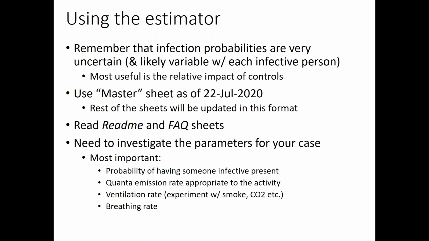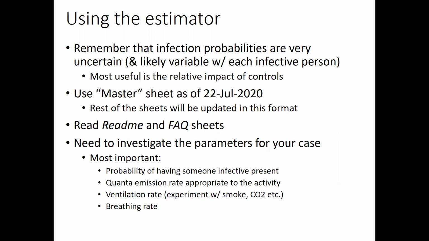And if you work in a commercial building or in a university, basically the building proctors, the people in charge of the building, should know that number and should be able to provide it. And also the breathing rate is important, which depends on activity. If someone is resting, they're breathing less air and they are producing fewer particles. And if someone is exercising, or singing loudly, then they're breathing more air and that increases the chance of transmission. So all of those parameters you have to change for your particular case.